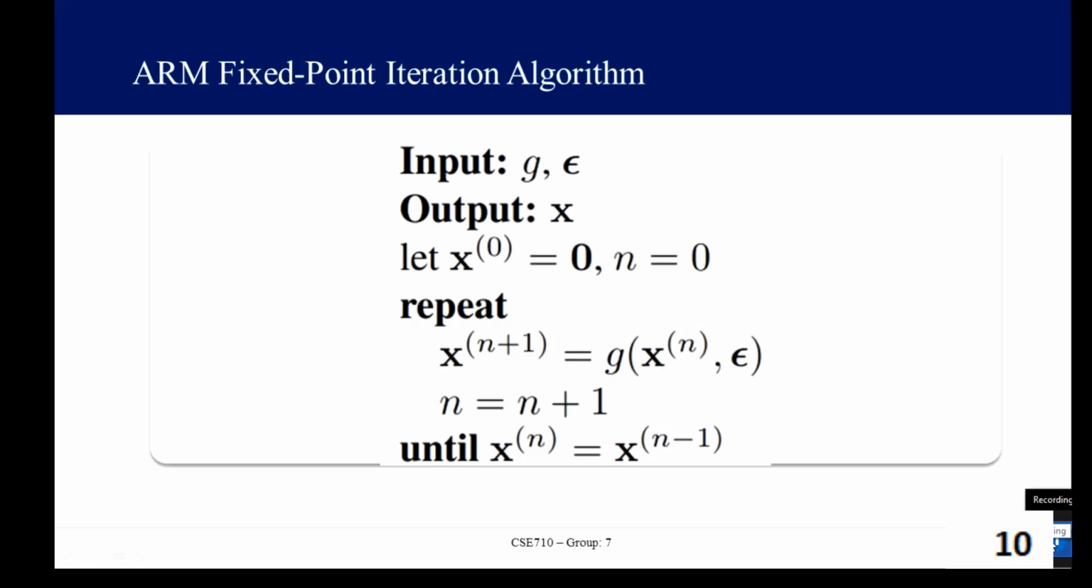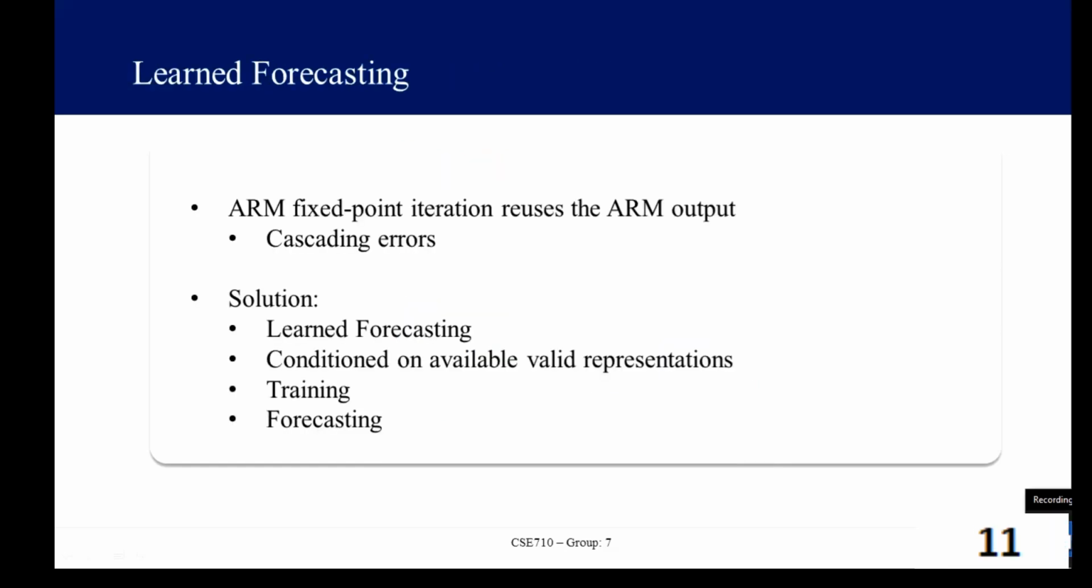The future outputs are automatically used as forecasts. The algorithm converges in at least D steps. ARM fixed point iteration reuses the ARM output that may depend on forecasts from the previous iteration, which may turn out to be incorrect. This might lead to cascading errors.